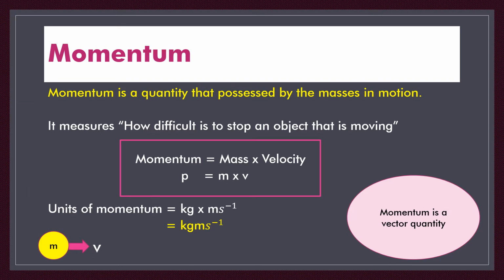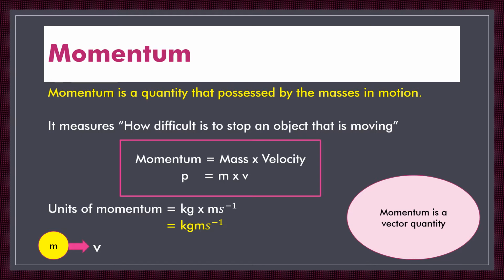Momentum. Momentum is a quantity possessed by masses in motion. It measures how difficult it is to stop an object that is moving. Momentum can be found by the equation momentum equals mass multiplied by velocity. In simple form, P equals mv. The unit of momentum is kilogram meters per second.